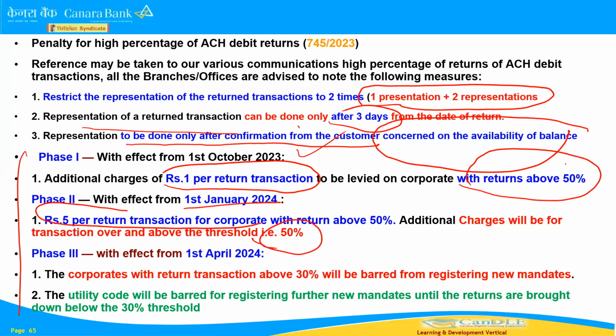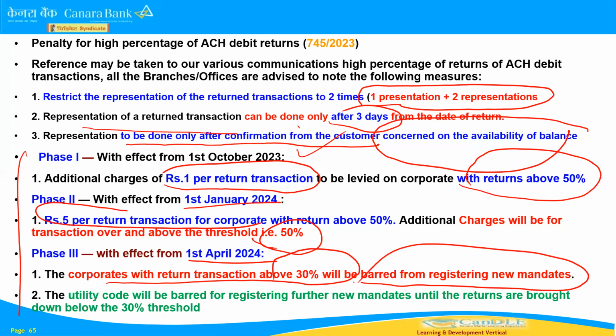Same, everything is 50%. But remember, from 1st April 2024, the authority says that if corporates with return transactions above 30% are there, they will be barred from registration of new mandates. So we should keep it under control. The utility code of the bank will be barred from registering further new mandates until the returns are brought down to below 30%. If it is more than 30%, they will not allow you to go for new registrations, till you bring the returns down to 30%.